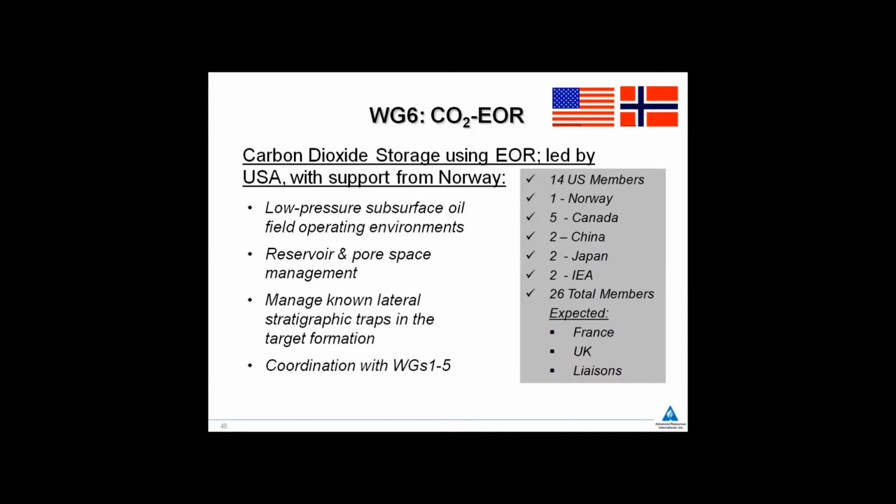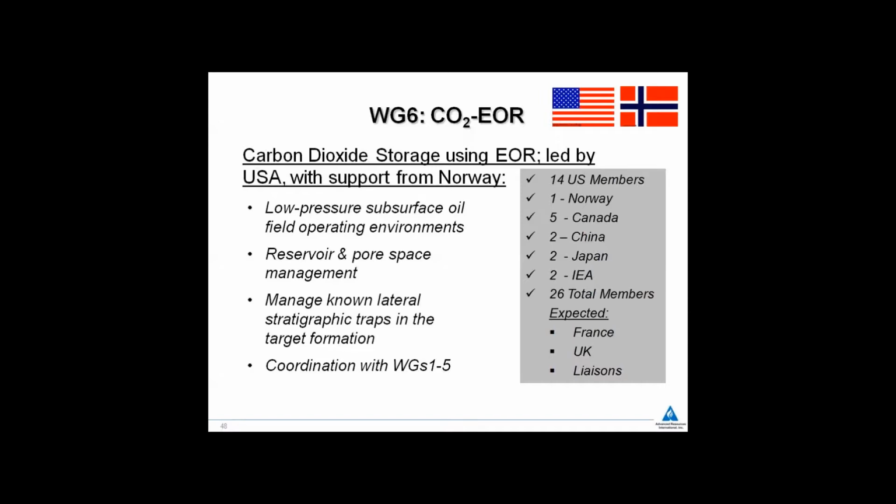They have significant work to do to coordinate with the other 5 working groups to ensure that the things they're doing tend to be viewed as a subset of the other working groups. So a lot of effort is spent to coordinate and ensure that there aren't duplications or contradictions. Presently, this is shaping up to be one of the larger groups. 14 U.S. members, 1 from Norway, 5 from Canada, 2 from China, 2 from Japan, 1 from the IEA. Brings us to 26.